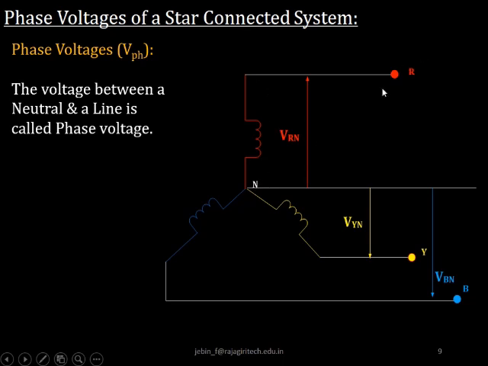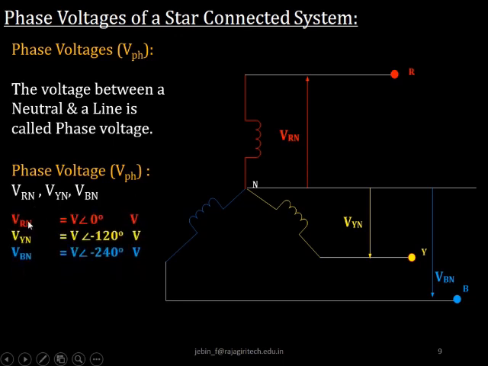If I take R phase, my VRN represents a voltage between the neutral and the line R. So VRN represents a phase voltage. Similarly, VYN represents a phase voltage of Y phase with the line Y. Now similarly, if I take B phase, VBN represents a voltage between the neutral as well as the B phase. So VBN is a phase voltage. So here VRN, VYN and VBN represent the phase voltages.